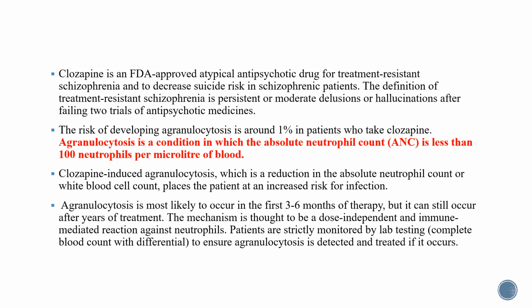Usually this condition, that is agranulocytosis, is most likely to occur in the first 3 to 6 months of therapy, but it can still occur after years of treatment. So the mechanism behind this condition is thought to be a dose-dependent and immune-mediated reaction against neutrophils. So the patients who are on clozapine treatment should be strictly monitored by lab testing, including complete blood count with differential count, to ensure agranulocytosis is detected and treated if it occurs.